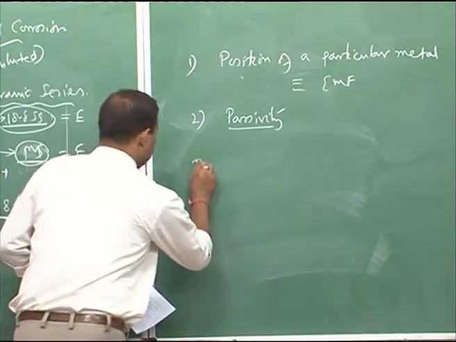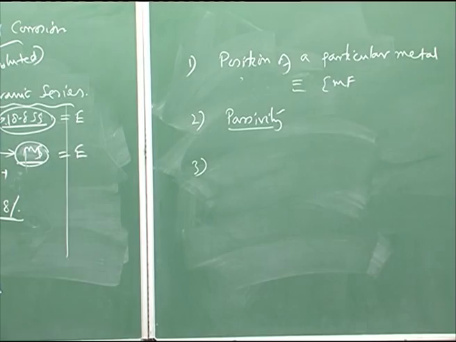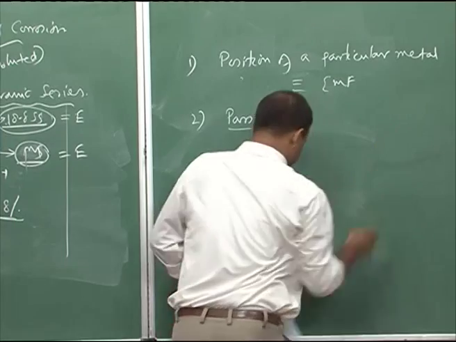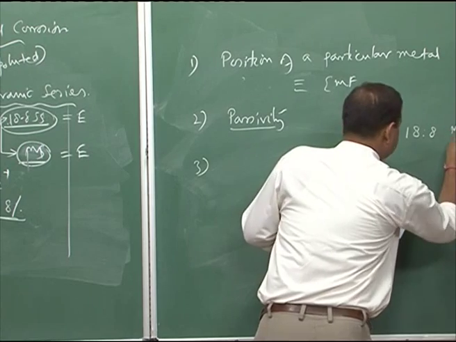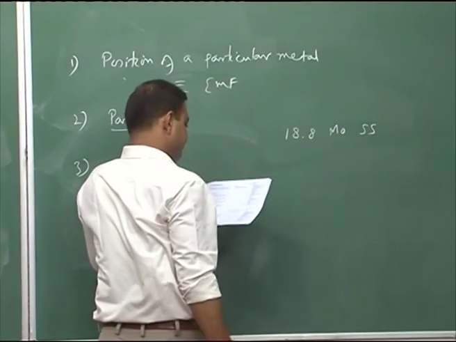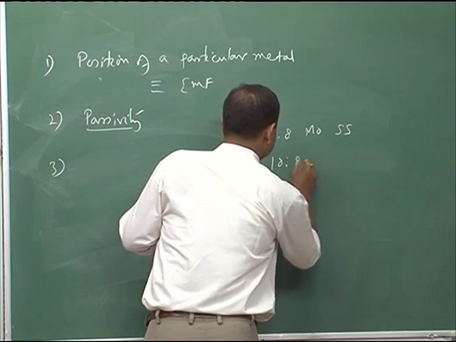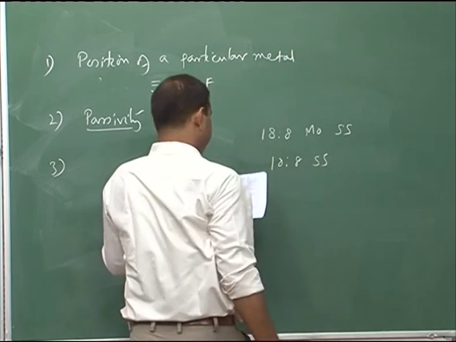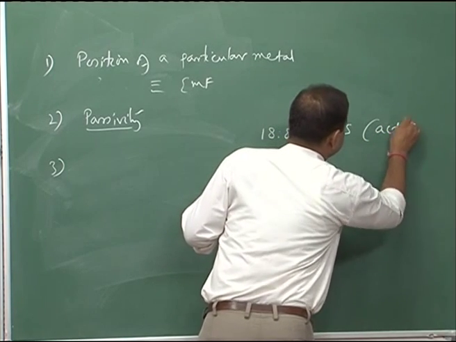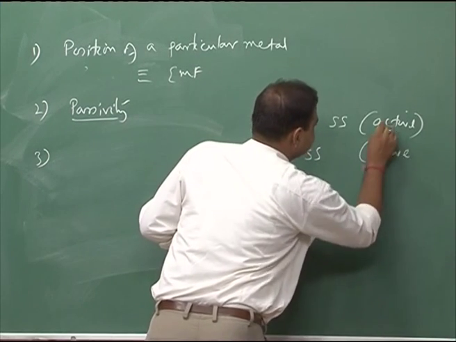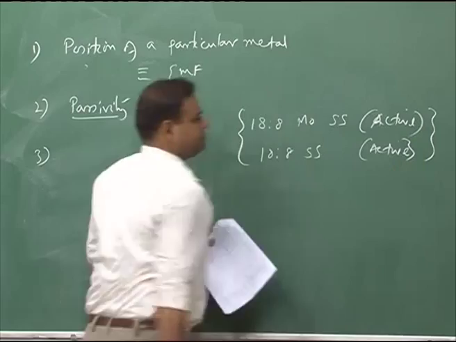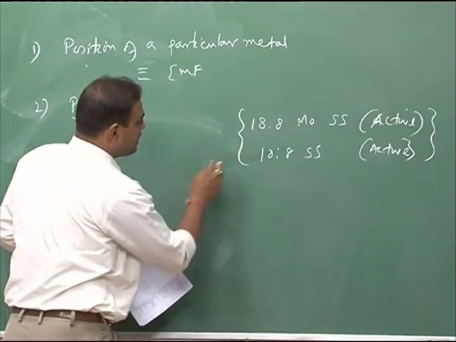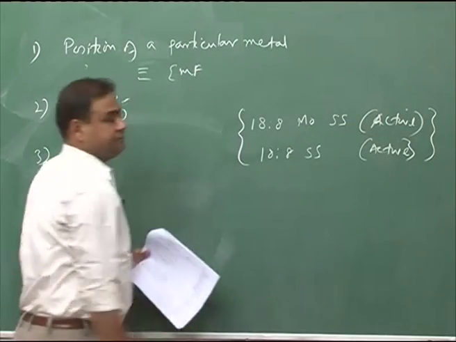Then, in the galvanic series, if you look carefully in a book, you will see some series. For example, let me put an example: 18-8 molybdenum stainless steel, then 18-8 stainless steel, and both are in the active state. You can see in the book that it is bracketed. Now, there are two issues: why there is a bracket, and why I have written active here.